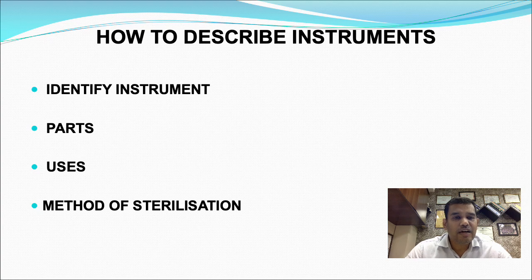Next, how do you describe an instrument? When an instrument is given to you in an exam, how do you describe it? They should be described in this order. First, you should be able to identify the instrument. What is the instrument like? Second, what are the various parts of the instrument? Third, uses: in which surgery, at which step of surgery you have seen the use of this instrument. And finally, the method of sterilization. For most metallic instruments, it will be autoclaving.